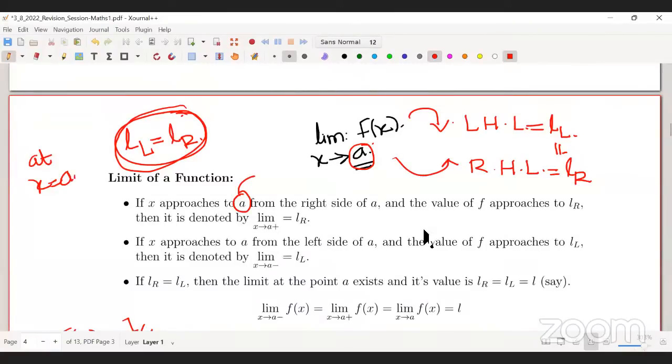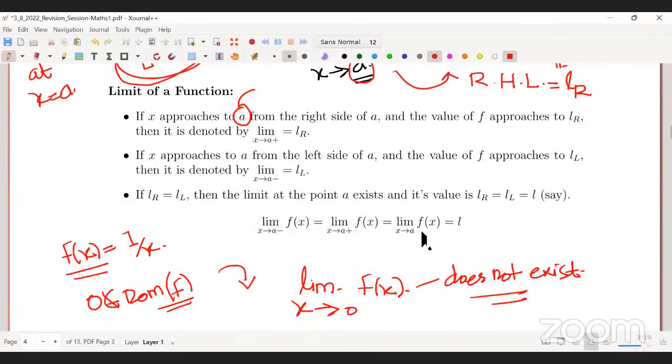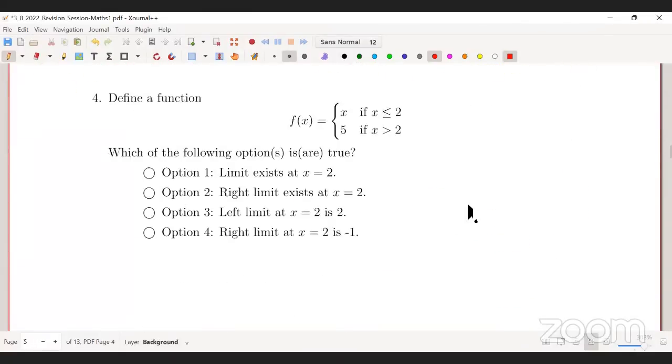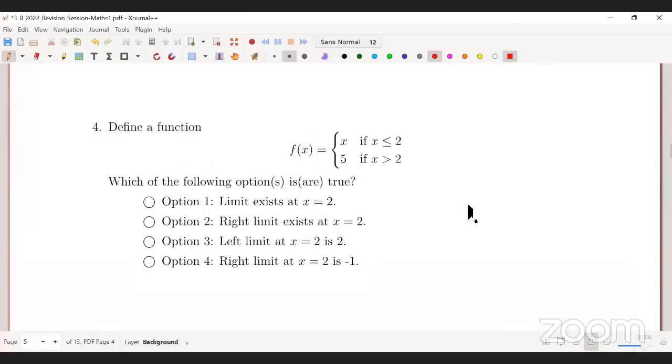So the main idea to find a limit is first you compute the left hand limit, then you compute the right hand limit. Then the next thing, you need to check whether both the limits are equal or not. If the left hand limit and right hand limit are equal, then you say that the limit of this function at that point exists.